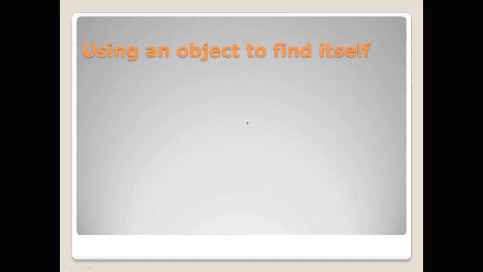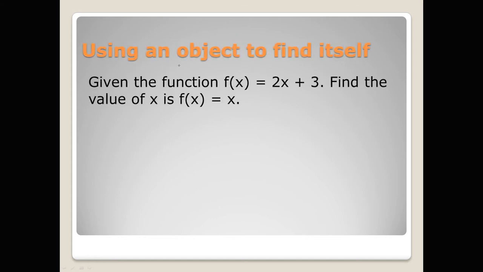Now, what if we want to use an object to find itself? For example, this is the question. Given the function fx is 2x plus 3. This is my function. Find the value of x if fx is x. There's a typo there. So find the value of x if fx is x.